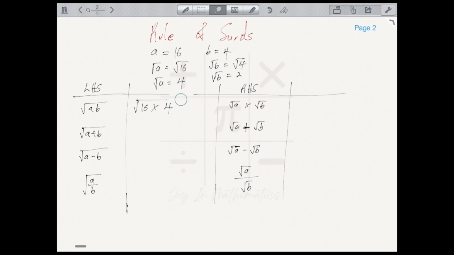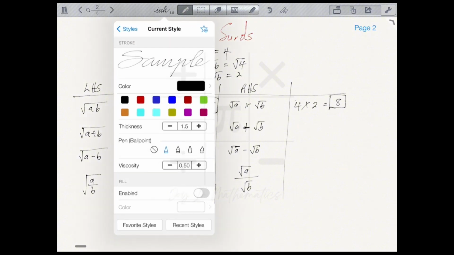Now if we simplify this further, we will have 16 times 4, and if we plug it into our calculator, 16 times 4 is 64, and the square root of 64 is 8. Now if we move to the right hand side, root A on its own is 4, and root B is 2, and 4 times 2 is 8. Now we can see that 8 is equal to 8, so that means this law is valid.